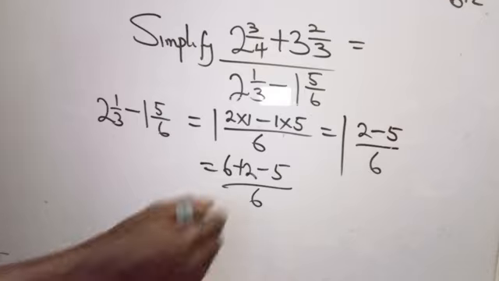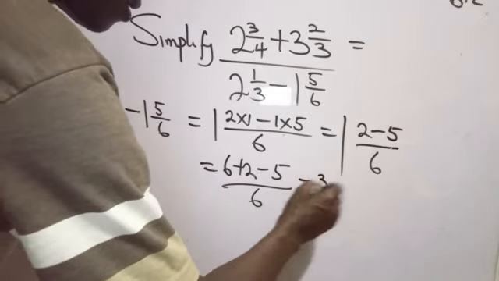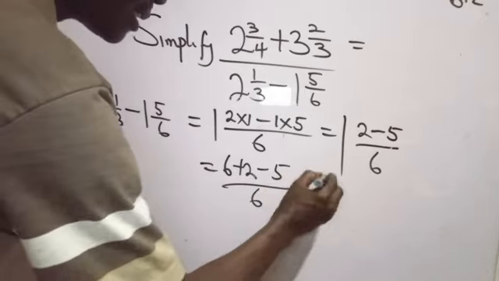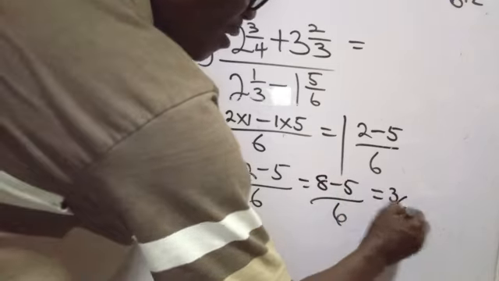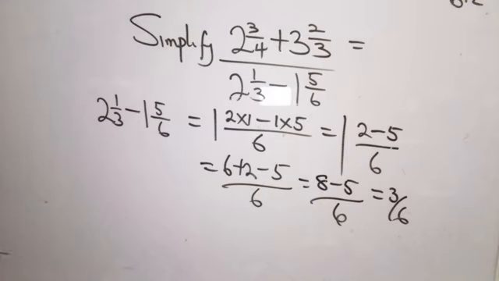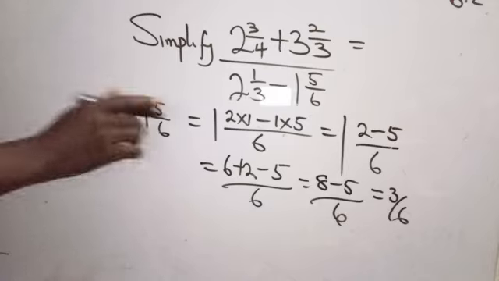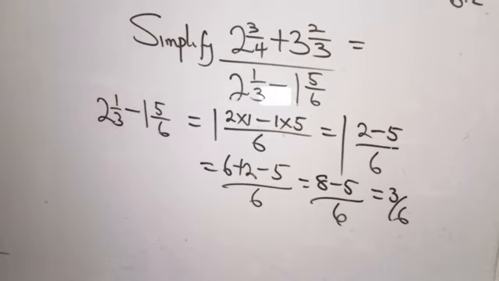Now let's see what it's going to give us. That what? 3. Because 6 plus 2 is 8 minus 5 all over 6. That is what? 3 all over 6. I hope you understand what I did there. Okay, so that is good. That is going to be 3 all over 6. Okay?